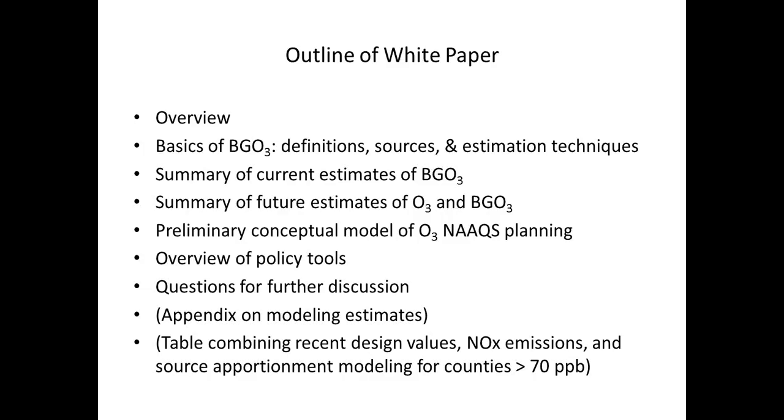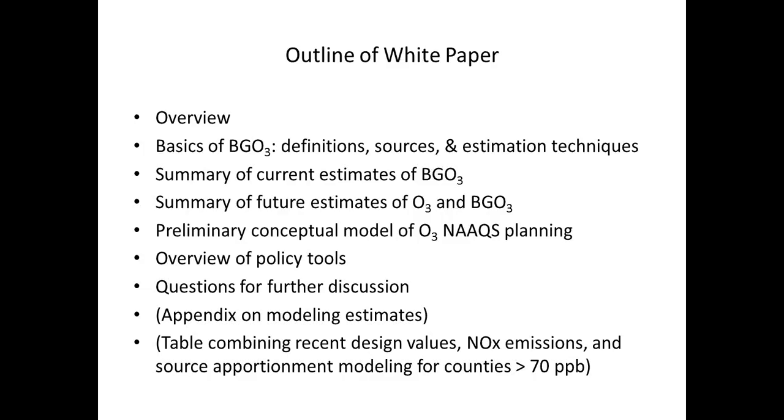And then in the fifth section, we talk about what we're calling a preliminary conceptual model of ozone NAAQS planning. One of the key elements of the white paper is Table 2, where we've combined the most recent official ozone design values, from the three-year period 2012 to 2014, with countywide NAAQS estimates from the 2011 National Emissions Inventory, and also with some EPA source apportionment modeling that was done for the year 2017 as part of our transport rule modeling. Combining those three quantities, the current design values along with somewhat current inventory estimates and near future estimates, tells us what U.S. background levels are at individual counties throughout the U.S.